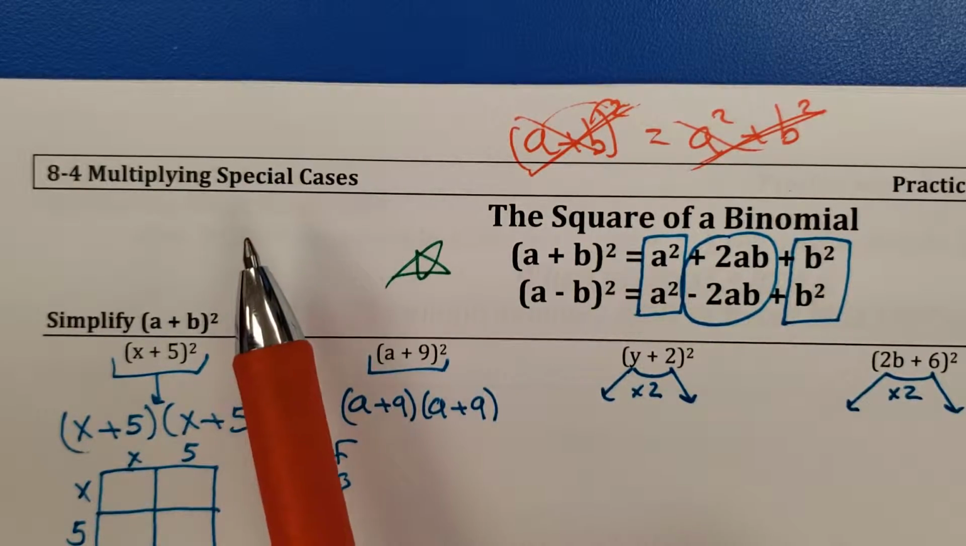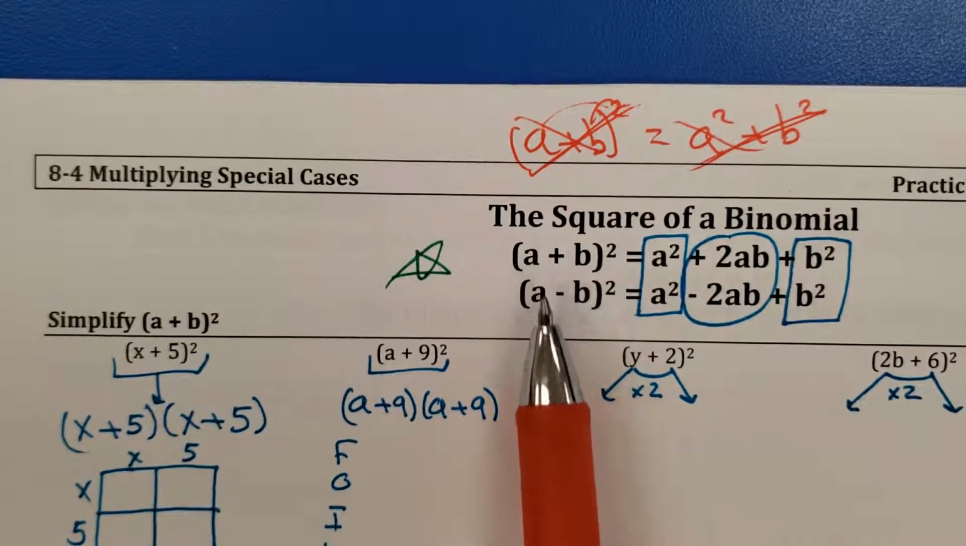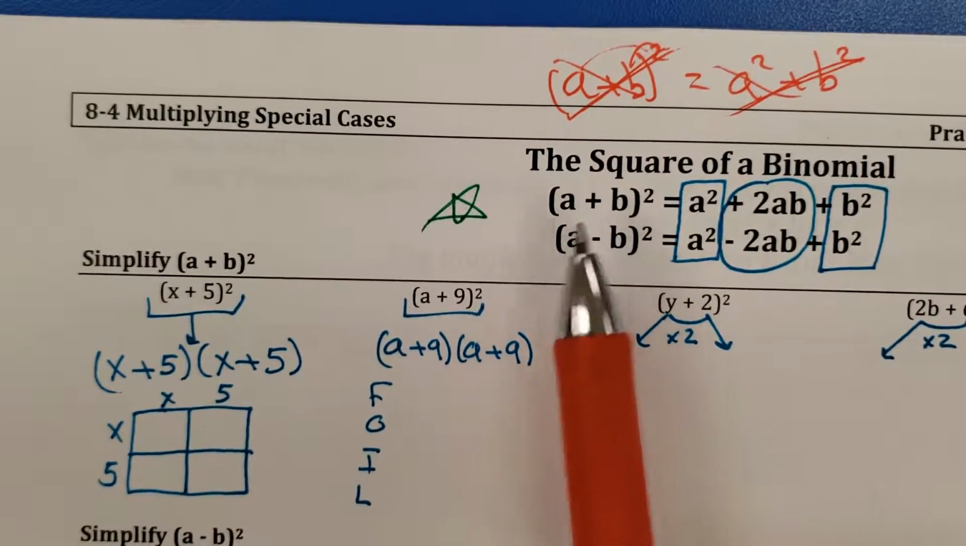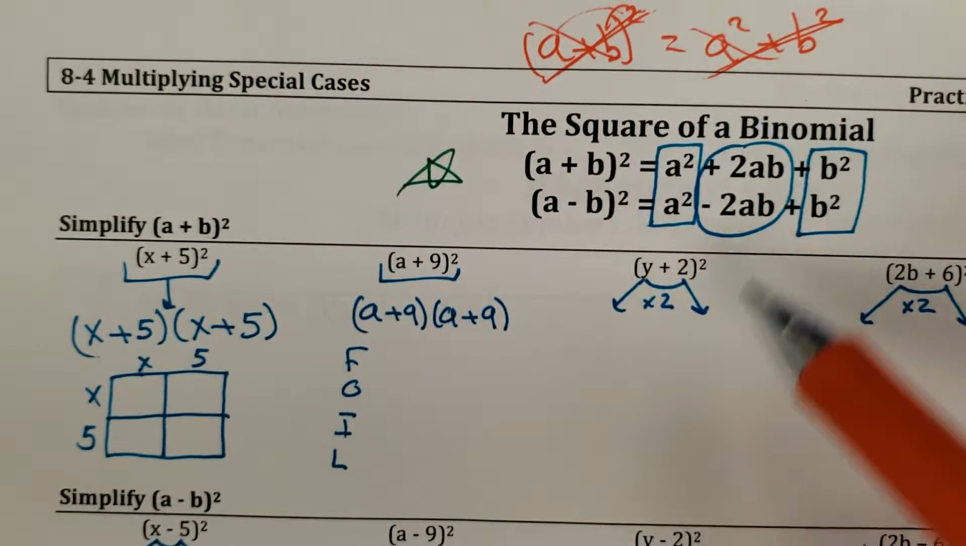There is a special case in these situations. There's a special pattern where you can do these squares very, very quickly. So let's start nice and slow, and then I'll explain to you why I have these things highlighted.